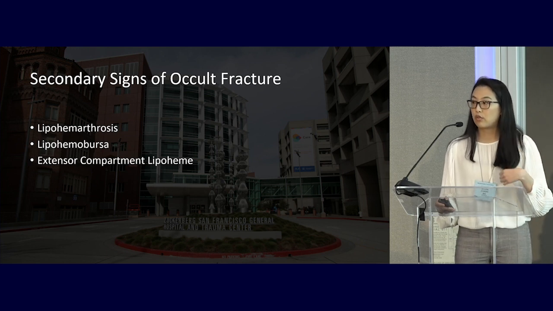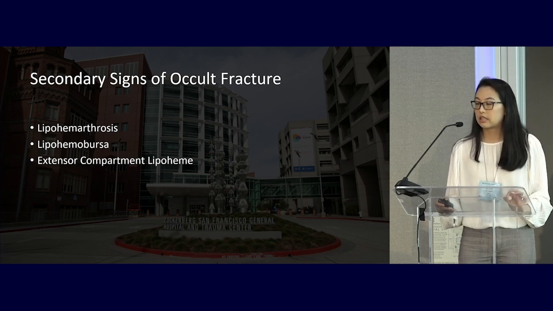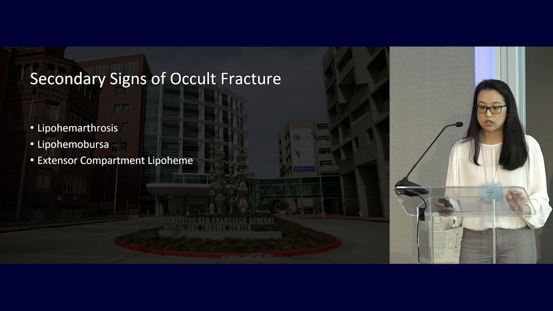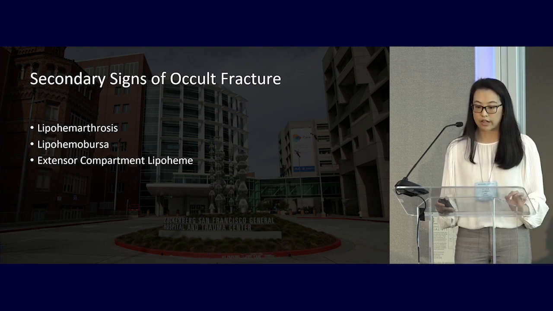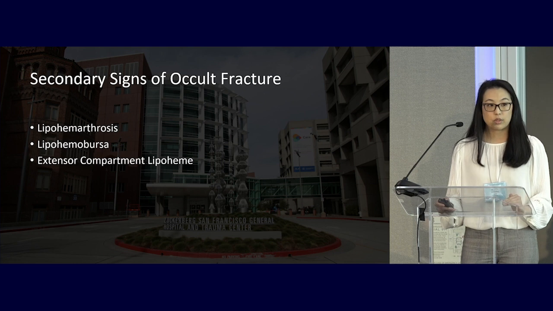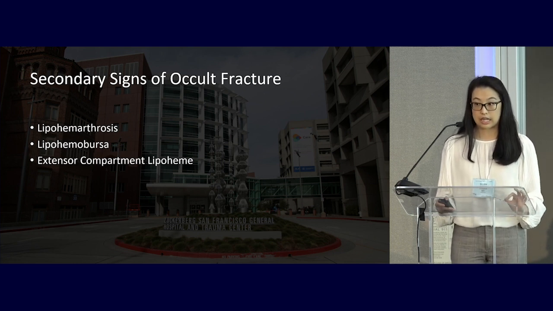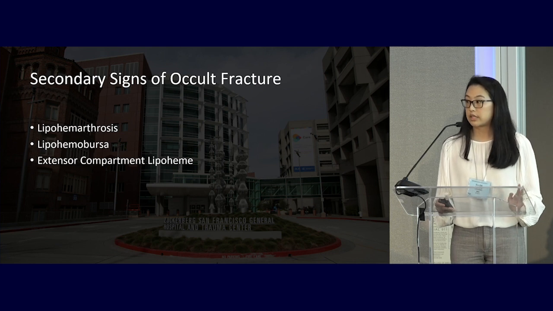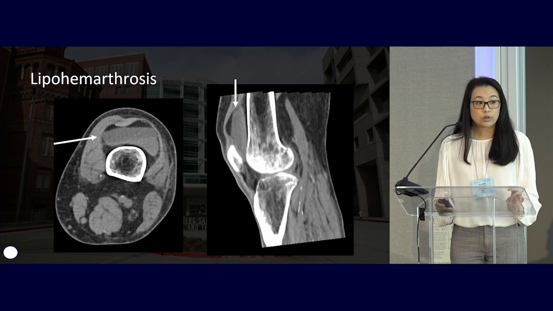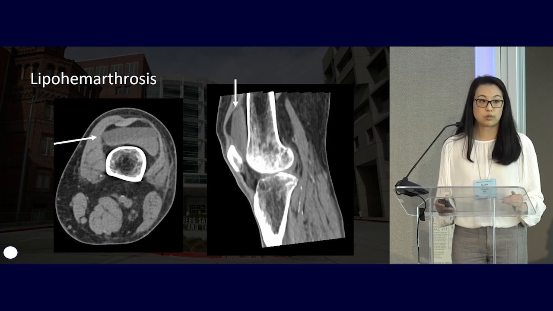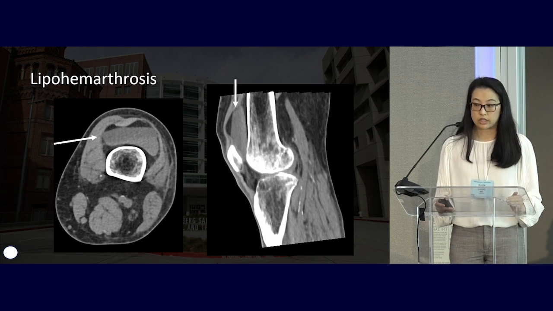So first, we'll go over utilizing secondary signs in the setting of advanced imaging to help to confirm occult fractures. So for example, we can utilize the principle that marrow fat will extend from the intramedullary canal at the site of a fracture to extend into the adjacent soft tissues. So lipohemarthrosis is a finding where we see layering fat, fluid, and blood products within a joint, and that is consistent with an intra-articular fracture.